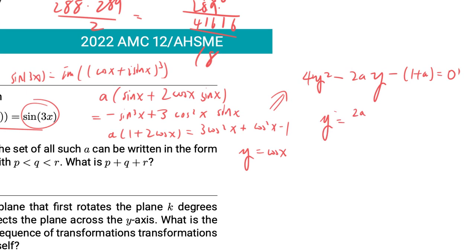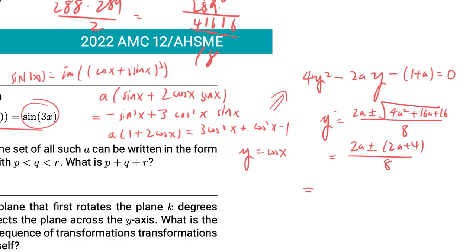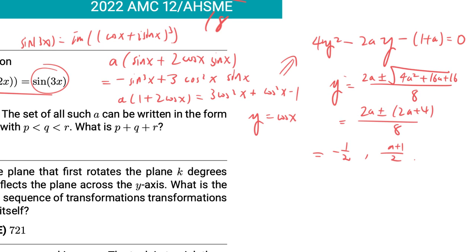So y is equal to 2a plus minus the square root of 4a squared plus 16a plus 16, and this goes over 8. And then we notice that this is a perfect square, so we can write that out very nicely, like this. And we can figure out what each of these are. So if we take the negative sign, it would be negative 1/2. If we take the positive sign, it will be 4a plus 4, so that would be a plus 1 over 2.